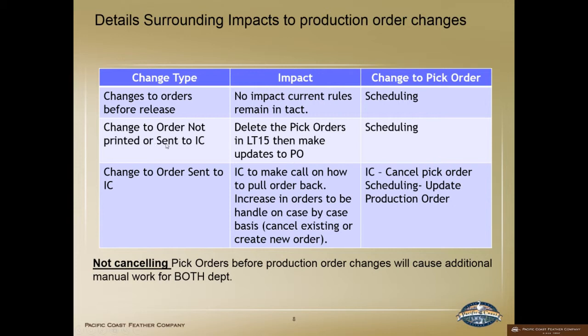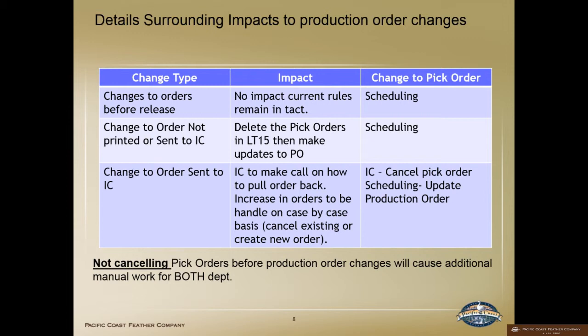Change to an order that's not printed or sent to IC. So we have an order that's been released, but it hasn't been sent to IC. We can use transaction LT15 to cancel the pick order, and then we can make all the changes as we do here above. Okay? There is a web demo for transaction LT15, and you can also use transaction ZPOS to see the pick orders for a specific production order. Okay, so we would cancel the pick order, then make our changes.